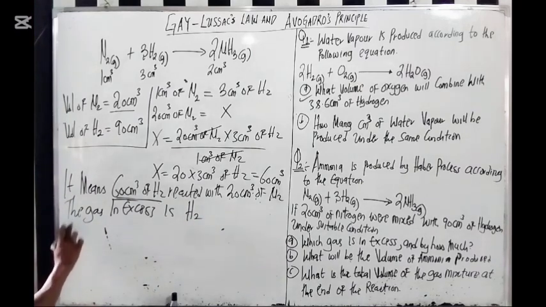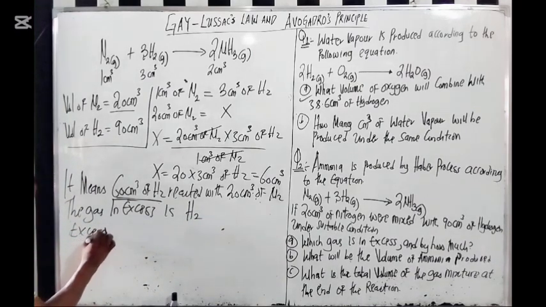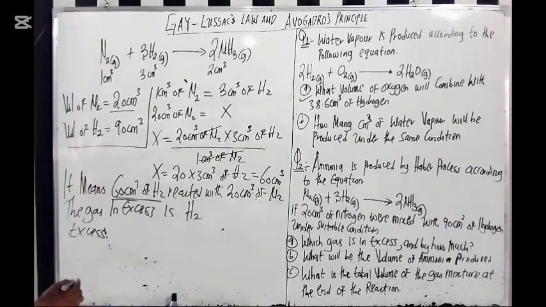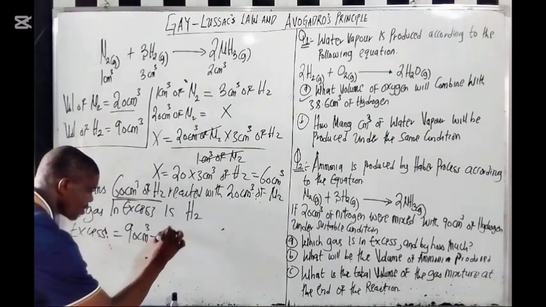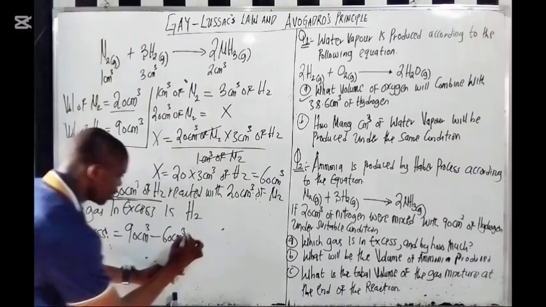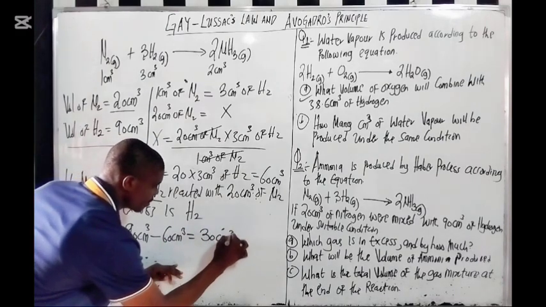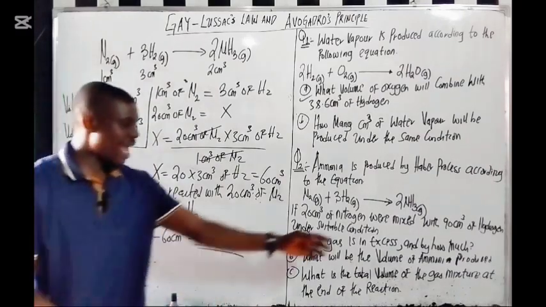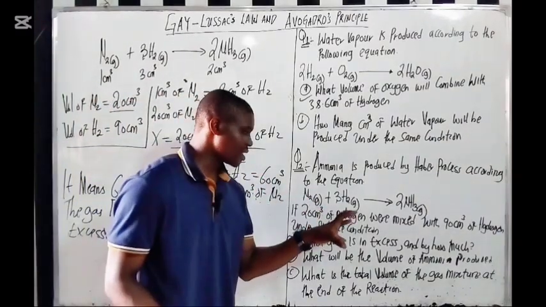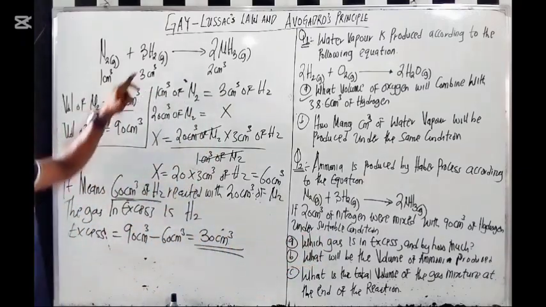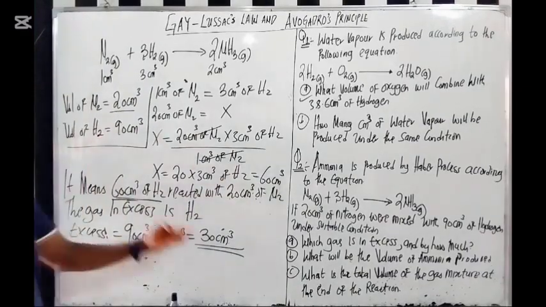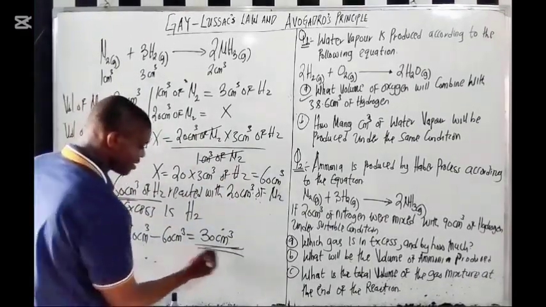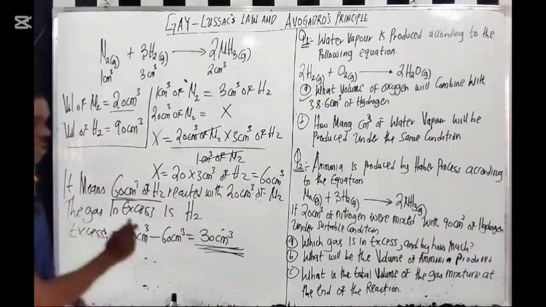So the excess is equal to 90 cm cube minus 60 cm cube, which is 30 cm cube. So they're asking which of the gas is in excess, which is H2. By how much? What to do there is to subtract this calculated value from this one. So the excess is 30 cm cube. That is it, 30 cm cube.